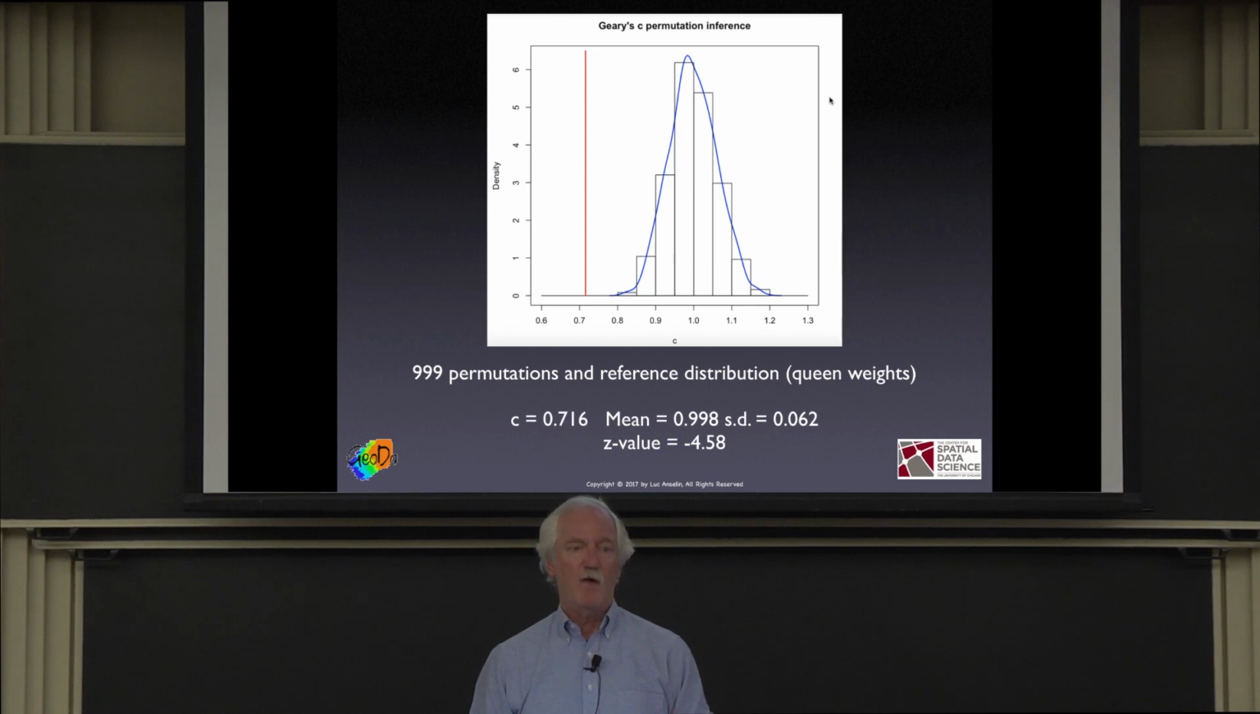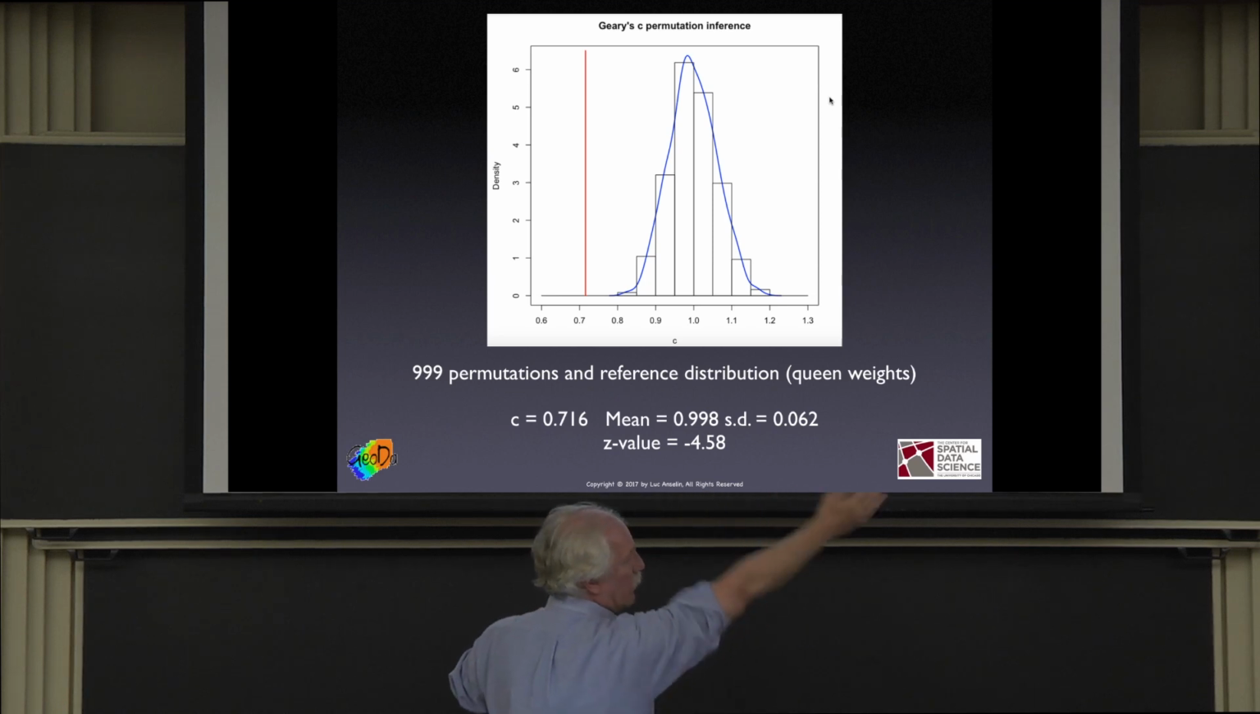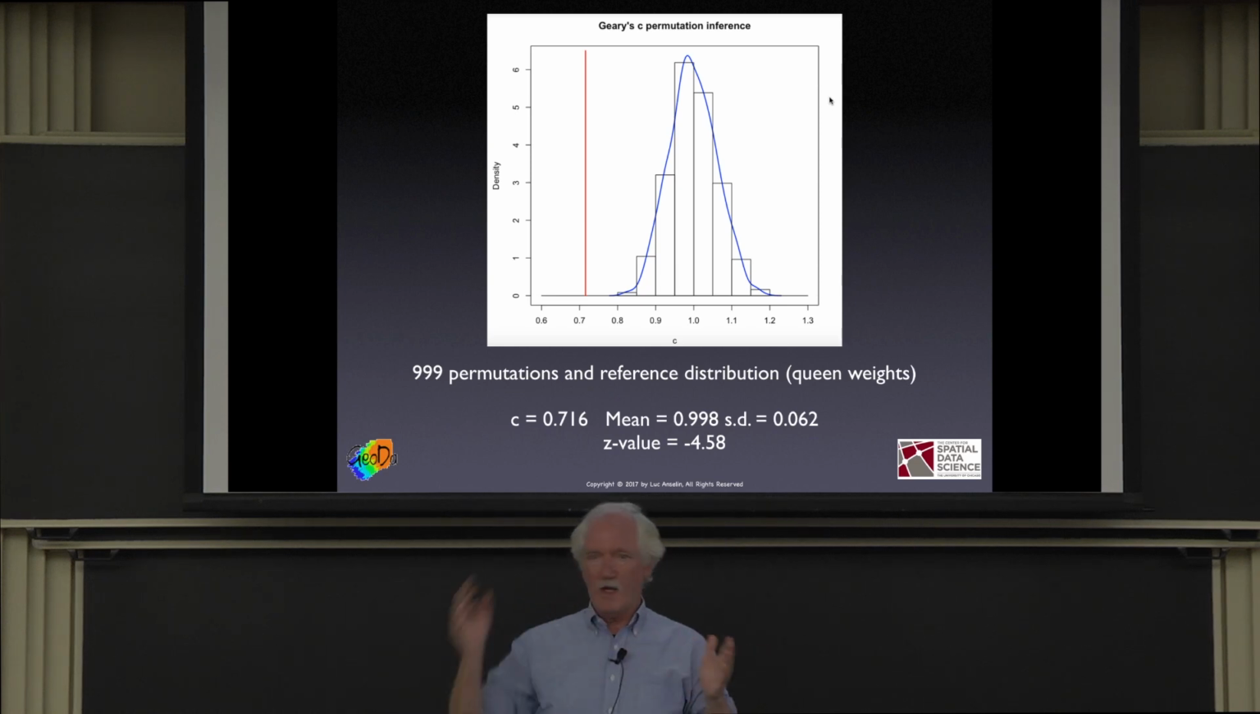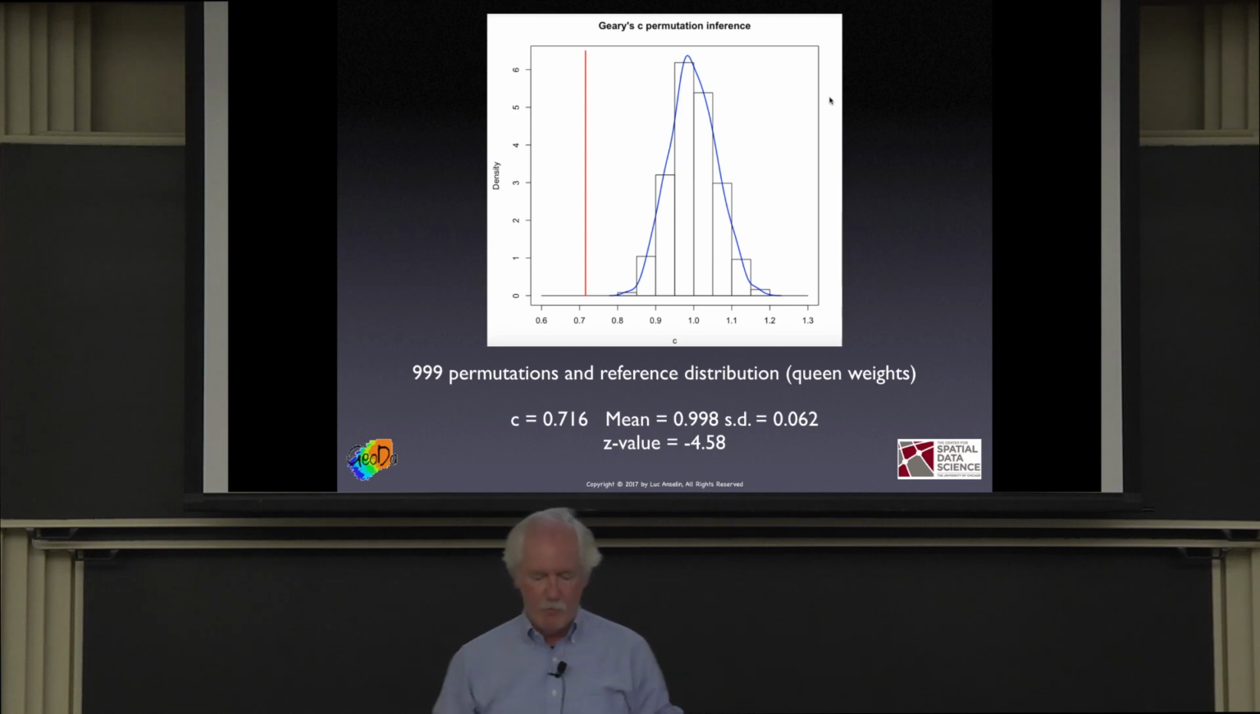This is our reference distribution, and as opposed to Moran's I, where our statistic was on the right-hand side of the reference distribution, here it's on the left-hand side. So it's much smaller than anything else we simulated by reshuffling the data, which clearly points to it being significant.